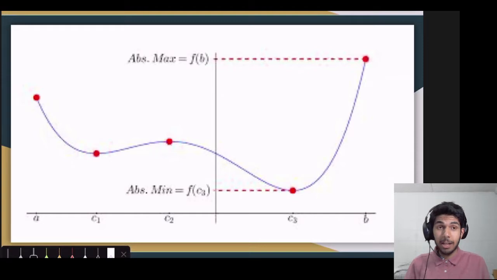The absolute maximum is this point at b. So right now we're at an endpoint. We're at b, and we can see that the function evaluated at b is greater than or equal to the function evaluated at all other points in the interval.